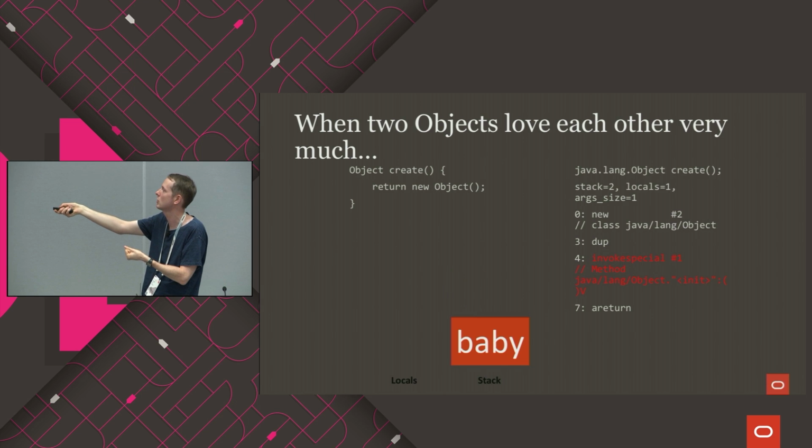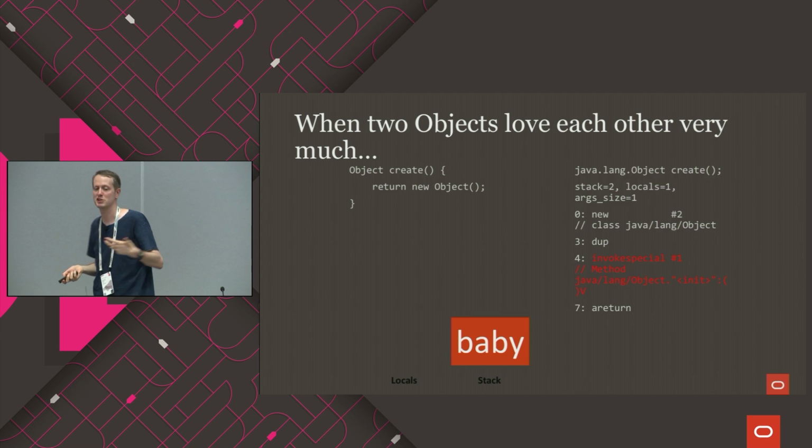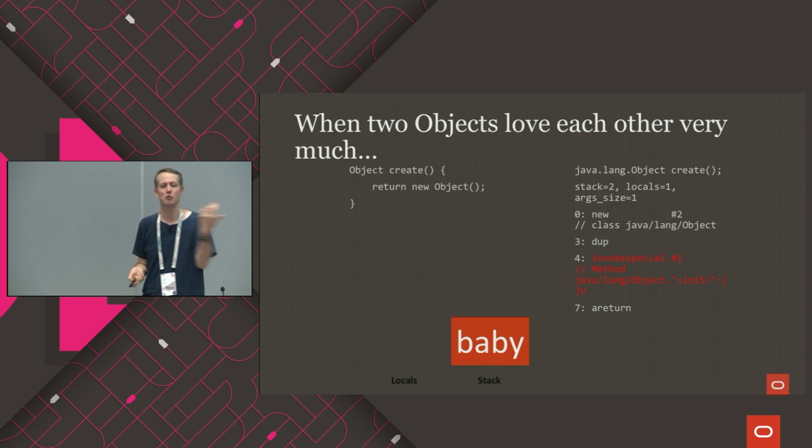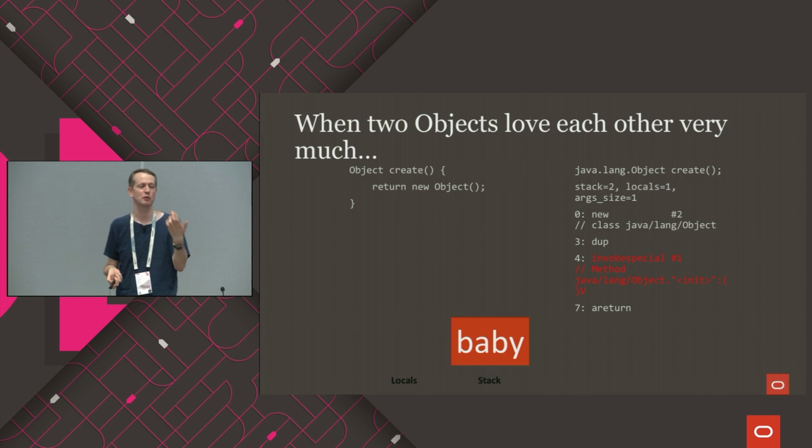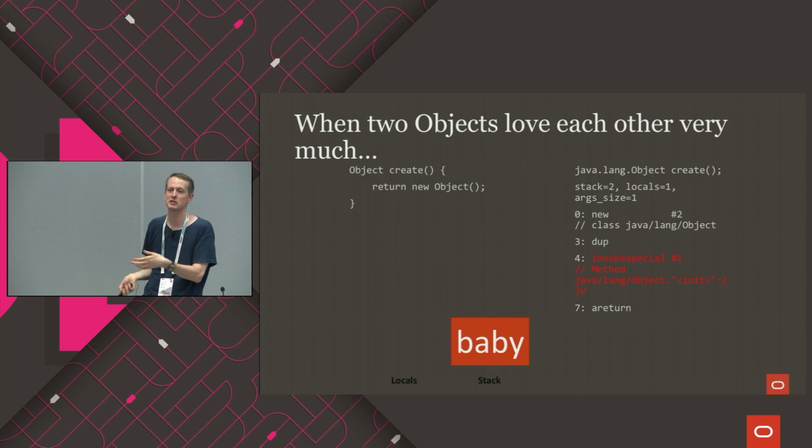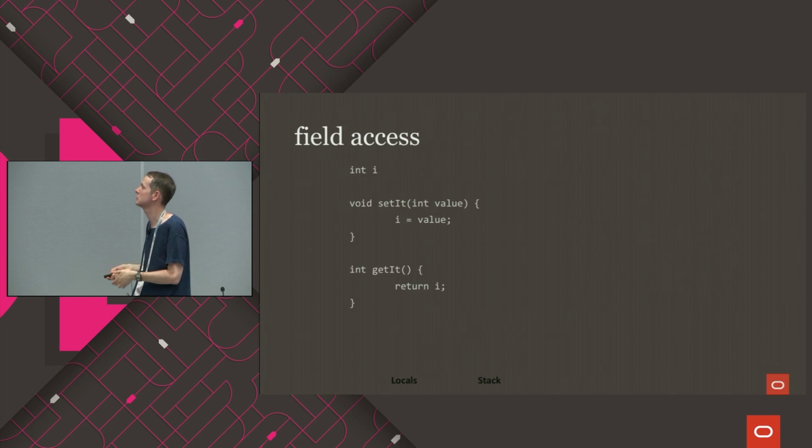We call the constructor, and then here, because we're actually returning, our return value is a reference, we use areturn. Instructions that begin with a, you can think of a as meaning address. So it's basically a pointer. Just like i was for integers, and d was for doubles, a means references or addresses. So field access is very, very simple.